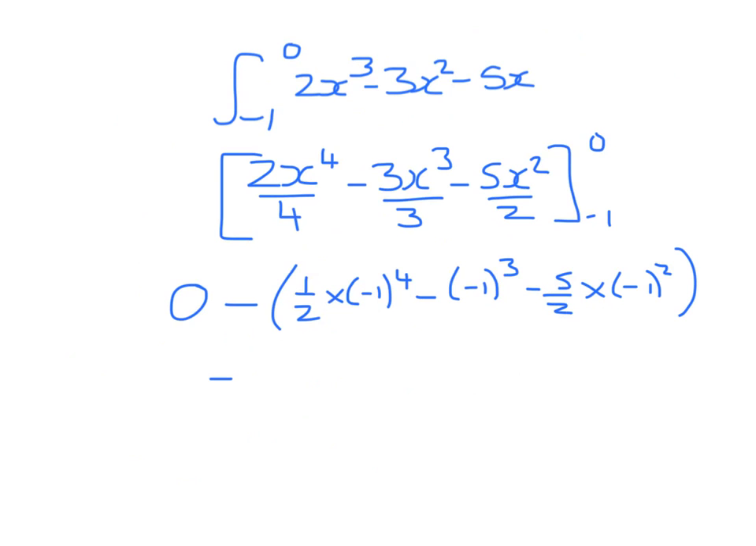So that is going to be minus 1/2 plus 1 minus 5 over 2, which gives us negative minus 1, which is plus 1, and we expected a positive answer because the area is above the axis.